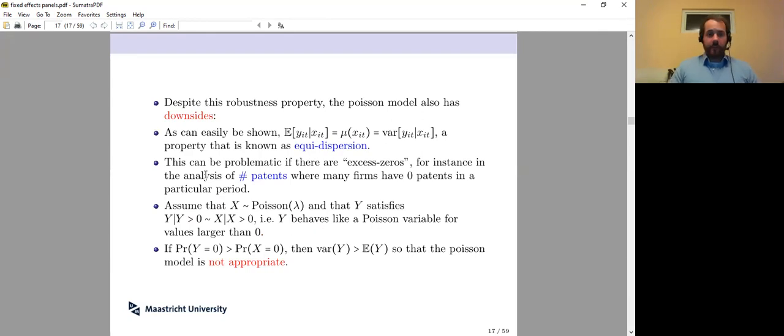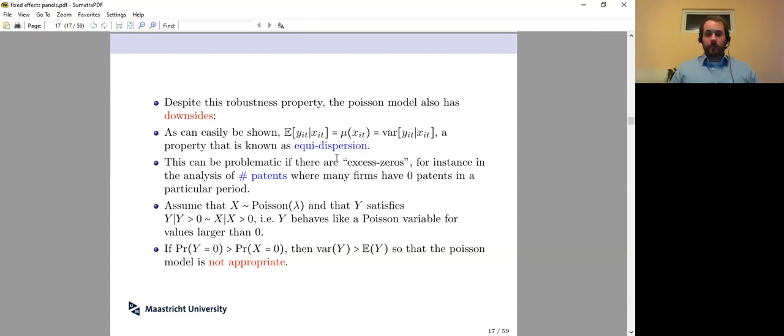However, the Poisson also has downsides, which make it not really applicable in certain models. For instance, the Poisson distribution, the density, implies that the mean is mu and the variance is also mu. So the mean is exactly the same as the variance. Normally, if you look, for instance, at Wikipedia, the mean is lambda and the variance is also lambda. This is something known as equidispersion.